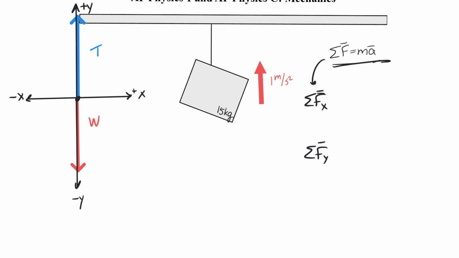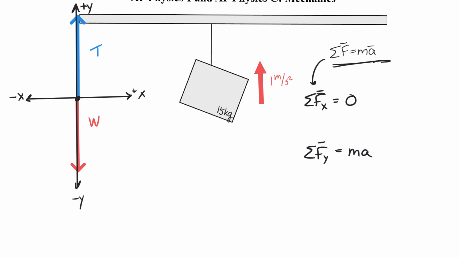So which one is it? Which one is 0 and which one's ma? X is 0 because there's no acceleration in the x direction, and we forced the y direction to be the sole direction of the acceleration. That's right.